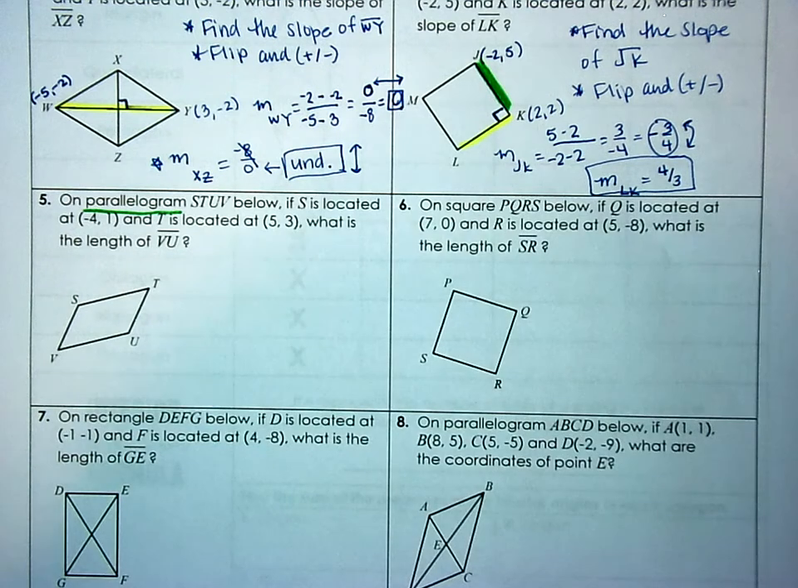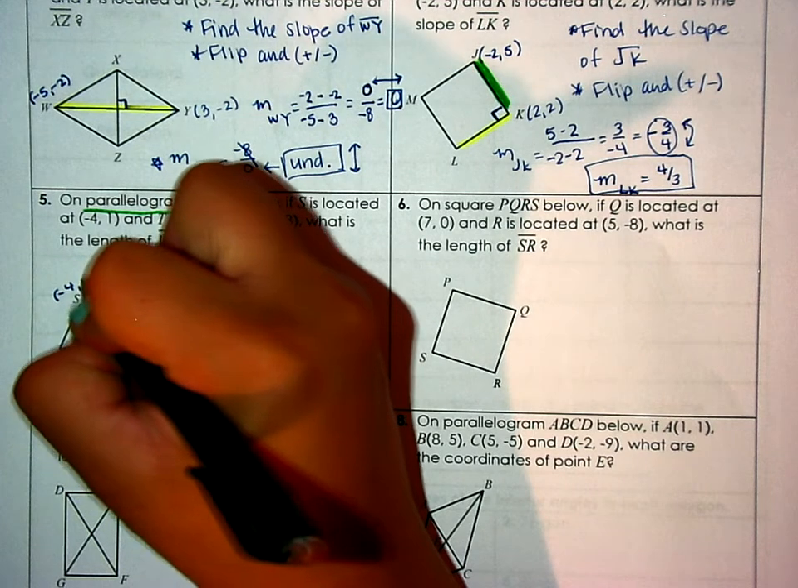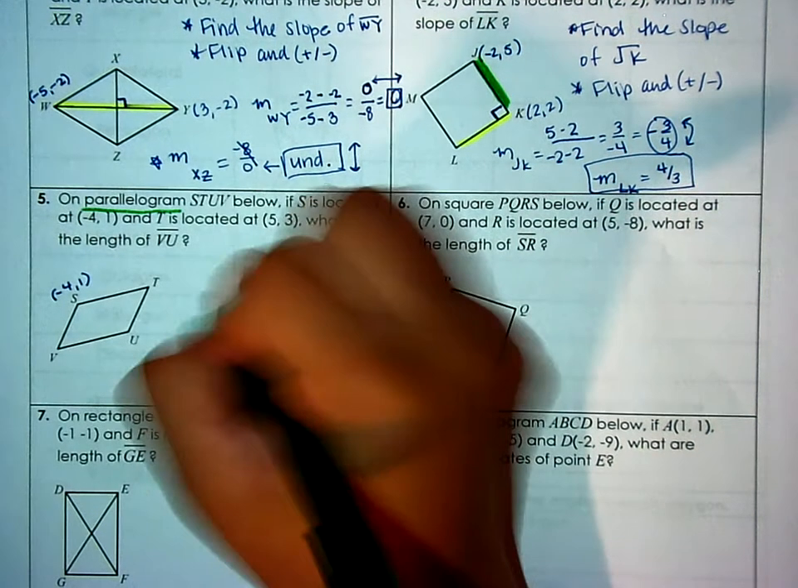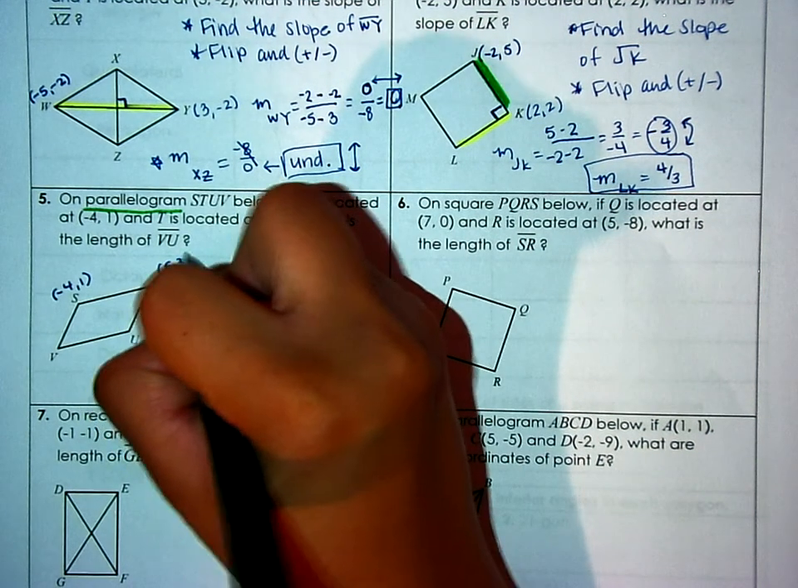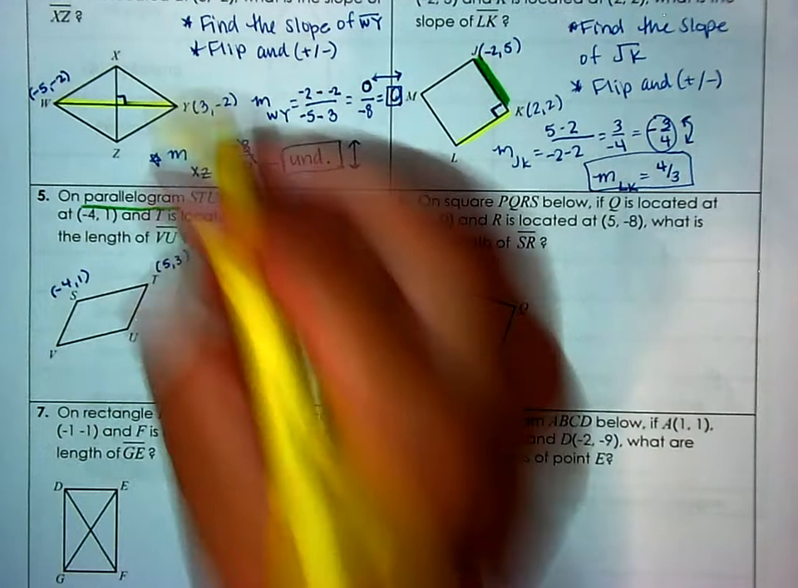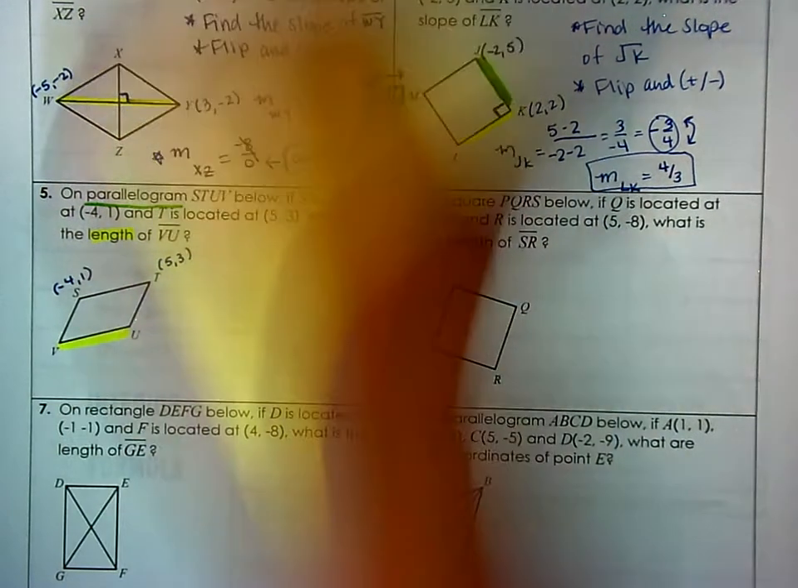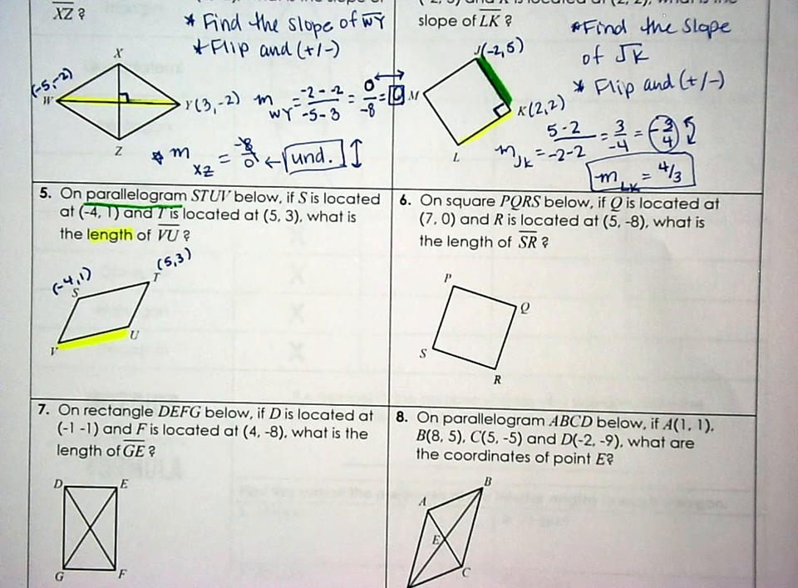Okay, on a parallelogram STUV, if S is located at negative 4, 1, and T is located at 5, 3, what is the length of VU? The key word is length. We haven't had that. We've been using slope on all of these. Okay, when it says length, you're going to do distance formula. But remember, I don't like distance formula. It's just something that I feel like students mess up on.